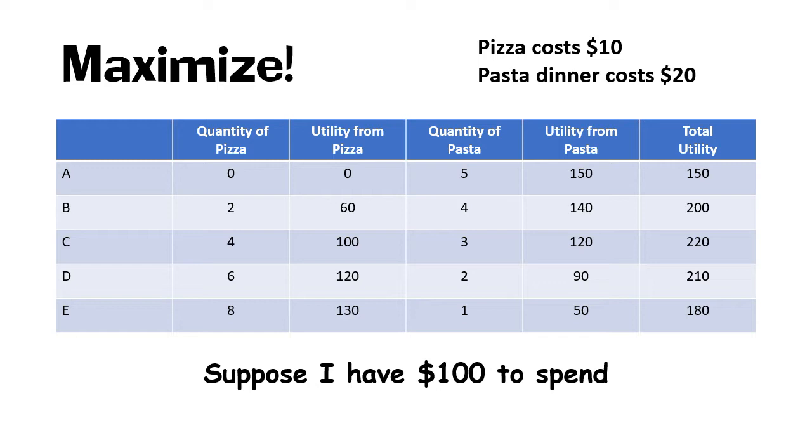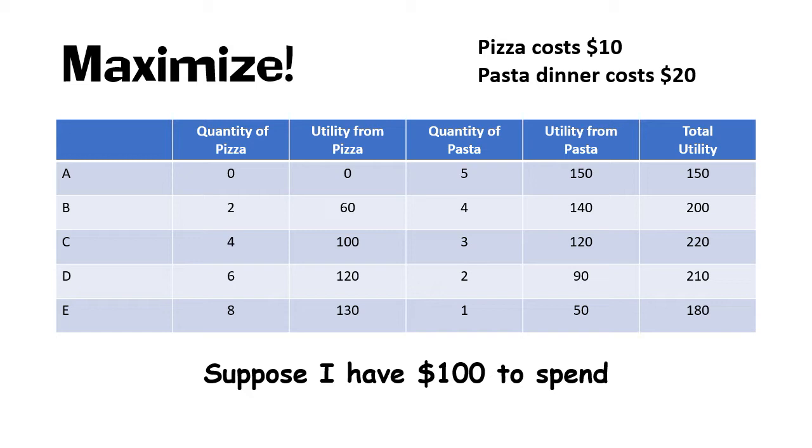So let's start with row A. At row A, I have $100, all right? I'm not going to buy any pizza. I'm just going to buy pasta with it. And pasta costs $20 a dinner. So for my $100, I can buy 5 pasta dinners. Let's suppose that I get 150 utils from that, and so my total utility is 150. Okay, are we good?